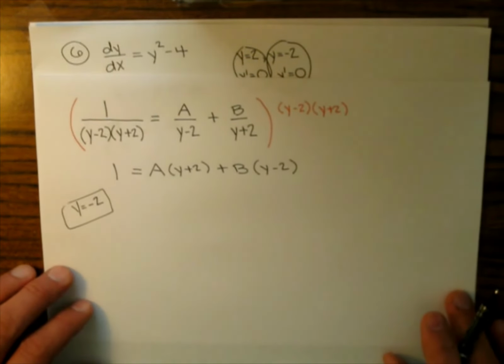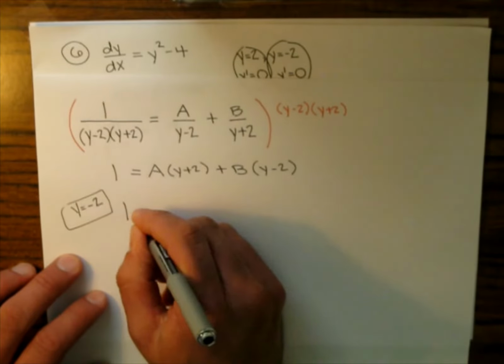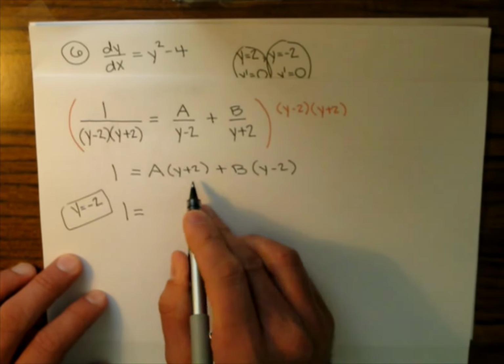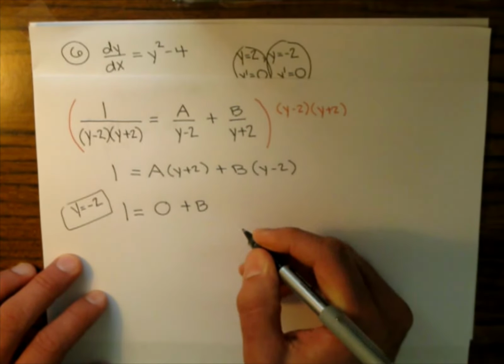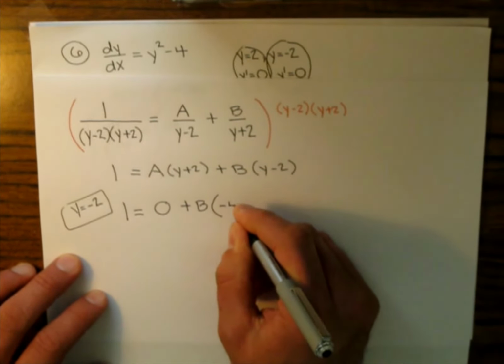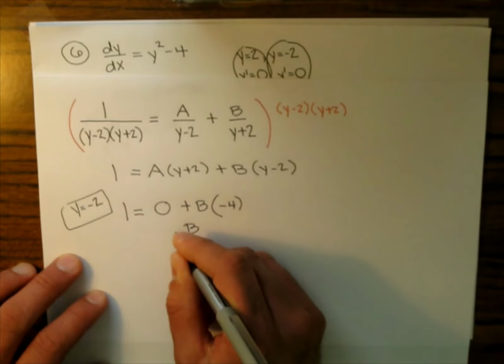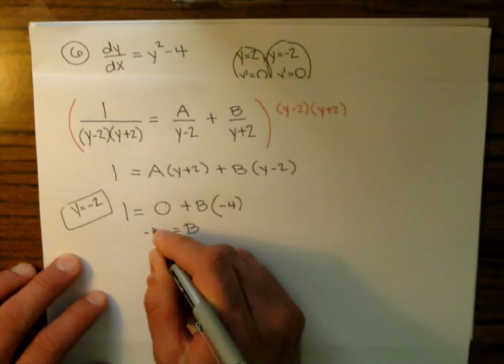I'm going to cover up the problem here, and I'm going to get 1 equals A times 0, and then we have plus B times negative 2 minus 2, this is negative 4. Looks like B gives me negative 1/4.